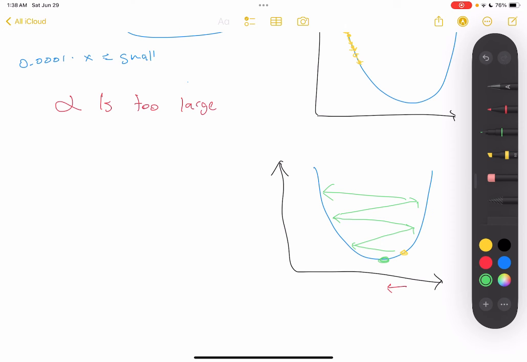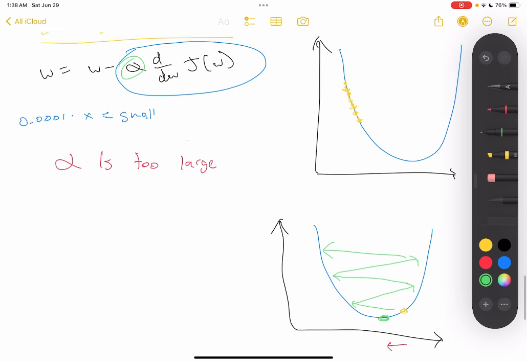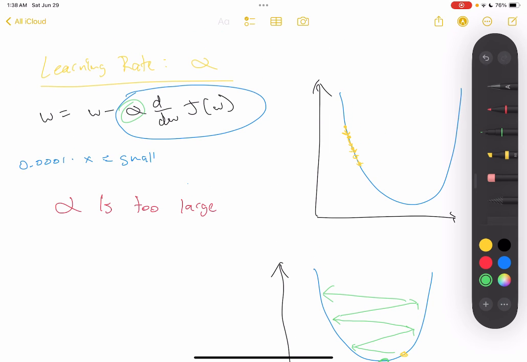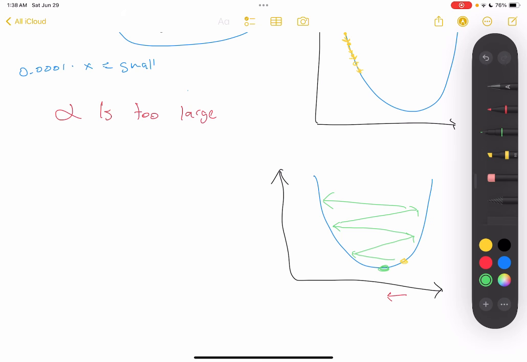So it's very important to find the right value of alpha, because too small of a value of alpha will result in gradient descent taking a very long time, and too large of a value of alpha means that we won't even find that optimal value of our parameter.